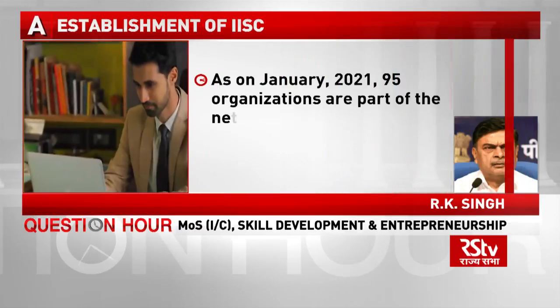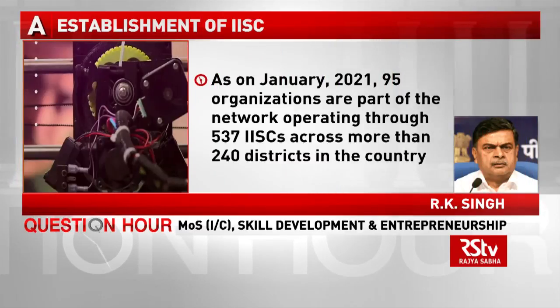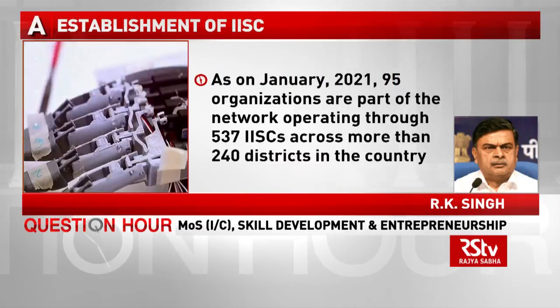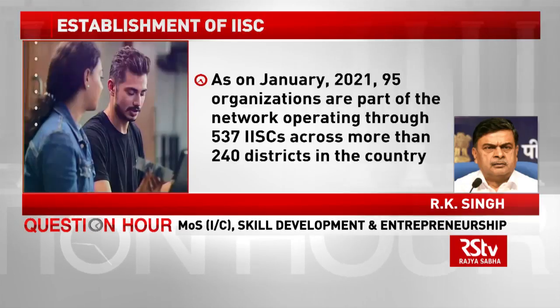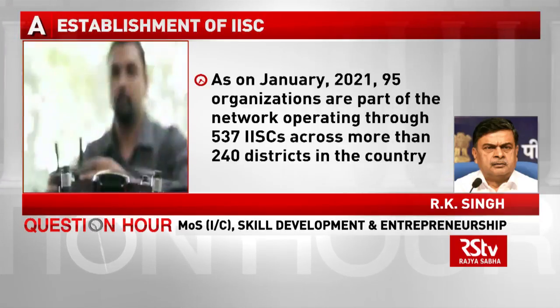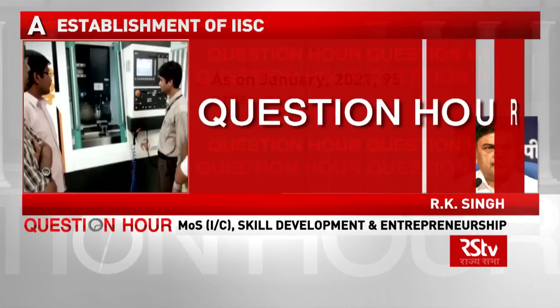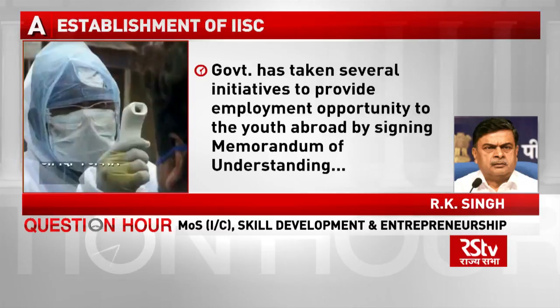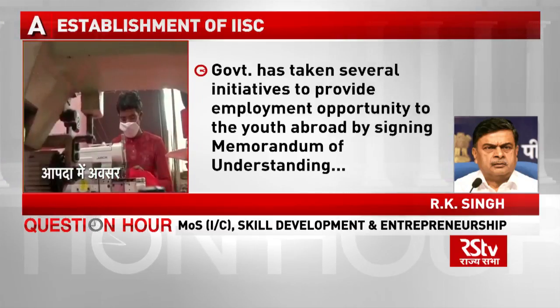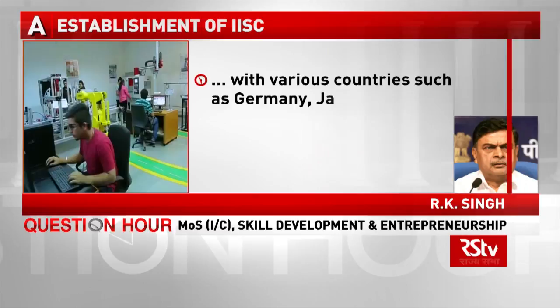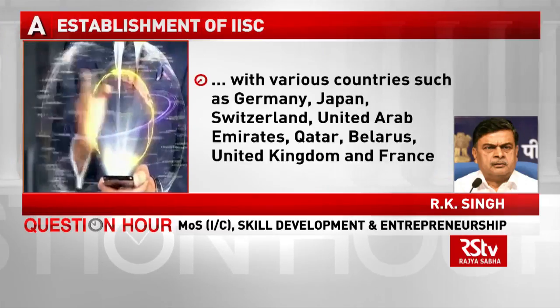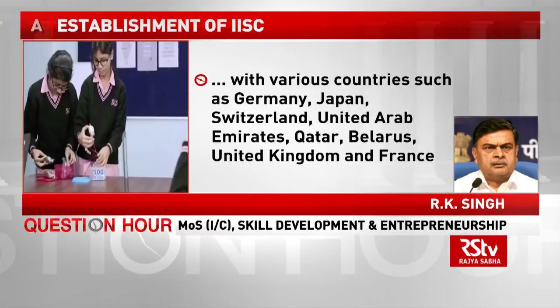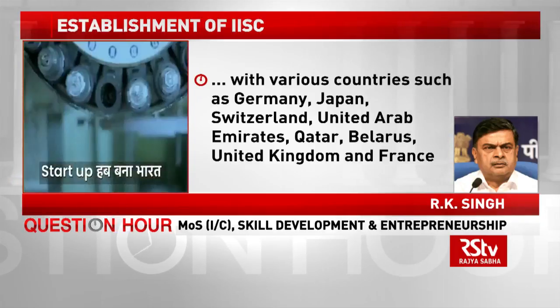As of January 2021, 95 organizations are part of the network operating through 537 IISCs across more than 240 districts in the country. The government has taken several initiatives to provide employment opportunities to youth abroad by signing Memorandum of Understanding and Memorandum of Cooperation with various countries such as Germany, Japan, Switzerland, UAE, Qatar, Belarus, UK and France.